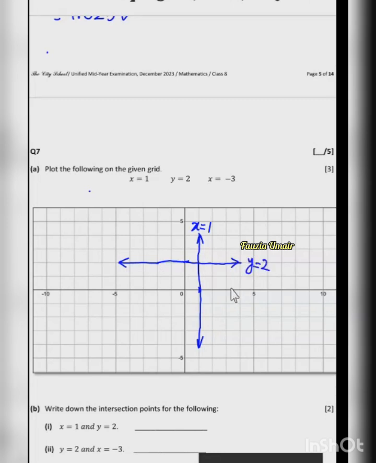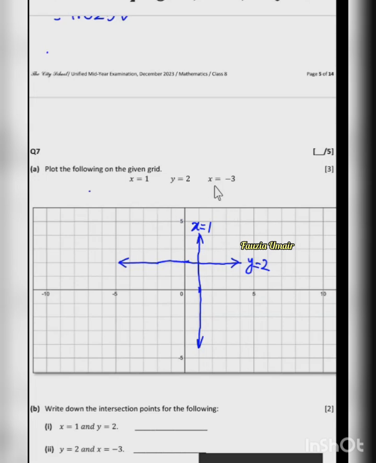So this equation is y is equal to 2. For every value of x, y will be constant. Y will always be 2. So this is what this line means: y should always be 2. It does not matter which value of x you are taking. All right. So this is the second line.